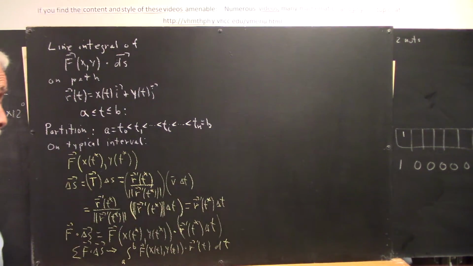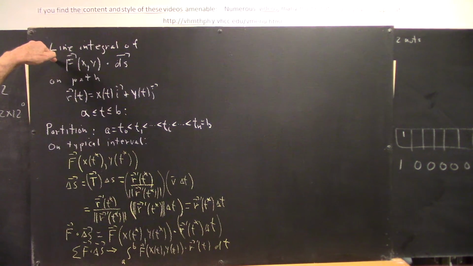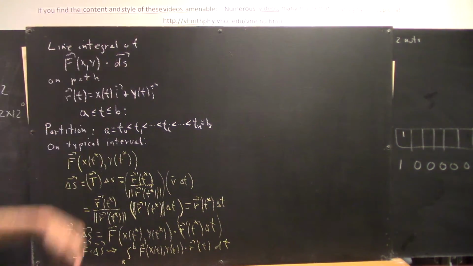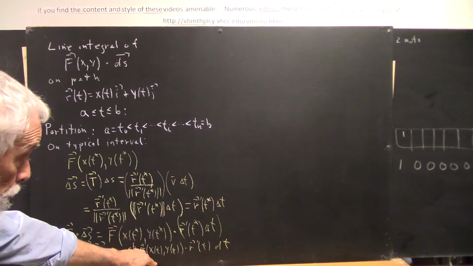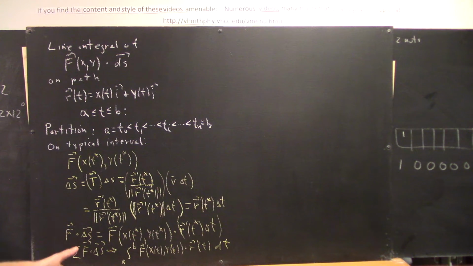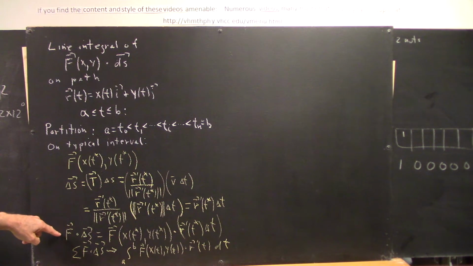So if we know the parameterization of our curve and our function F as a function of position in space, we get the line integral, which again represents the sum of, if you think in terms of the work analogy, or whether you do or not, the components of F in the direction of delta s multiplied by how far delta s is. Okay?